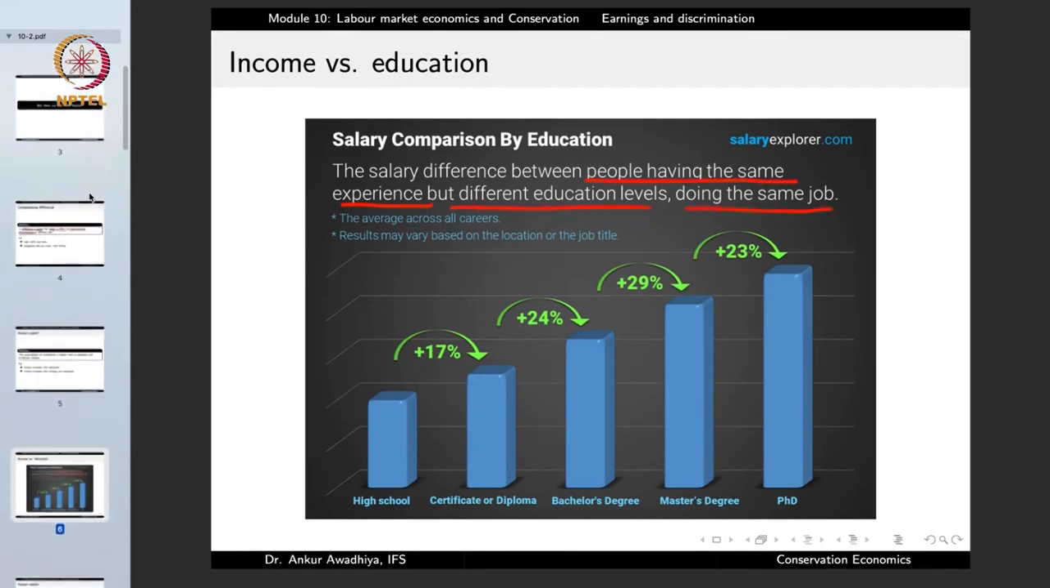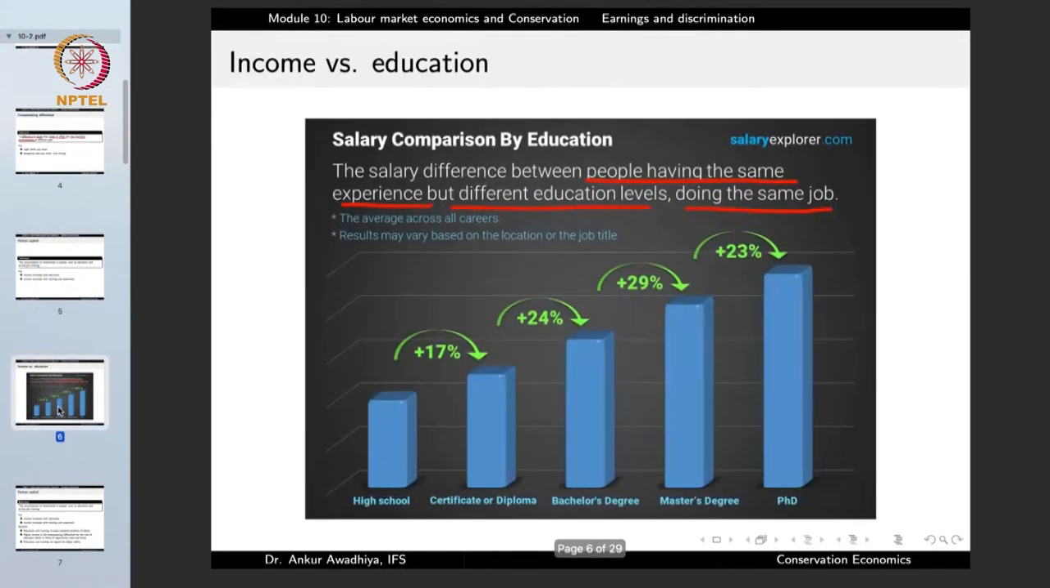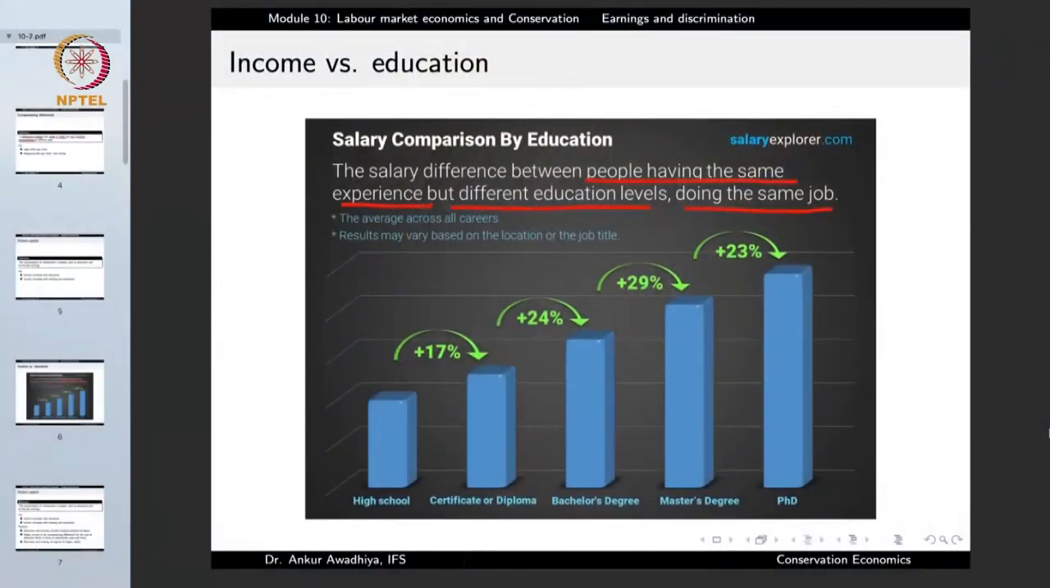Now, if you'll remember, when we were talking about the neoclassical theory of distribution, we were saying that at equilibrium, each factor of production earns the value of its marginal contribution to the production process. Now, in this case, what we are observing is that people are doing the same job. So the neoclassical theory of distribution would say that these people should be paid the same amount. But in actuality, what we are observing is that people are paid different amounts.